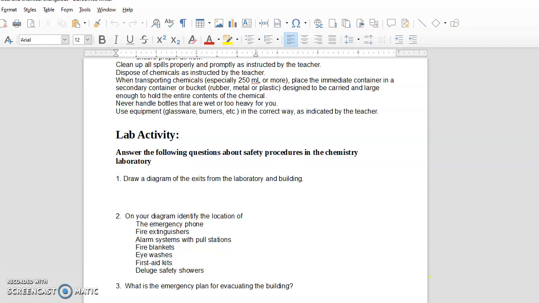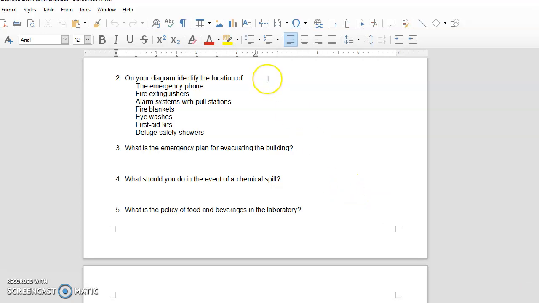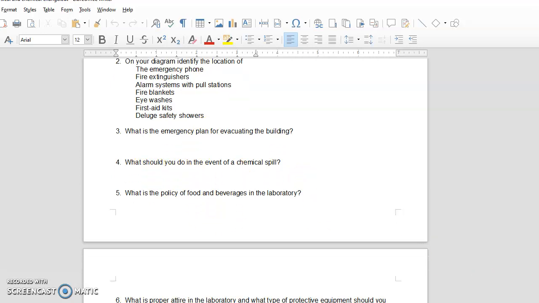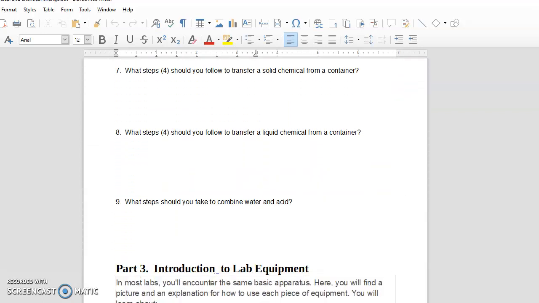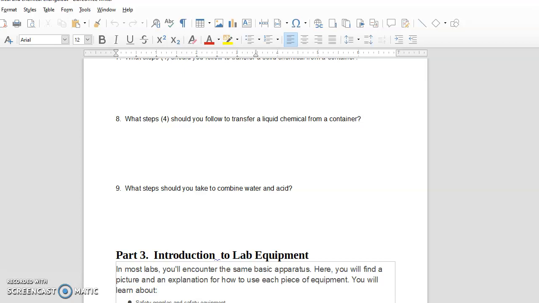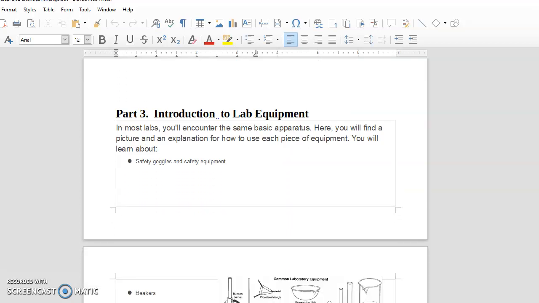So also, the emergency plan for evacuating the building. Irrespective of what sort of activity you're doing, you should always know this, even if it's an apartment building where you're living, or a hotel where you're staying just for one night. What do you do in these different events? All of those are based upon the information that's presented up above. Okay? Now, the next and final part is the introduction to lab equipment.